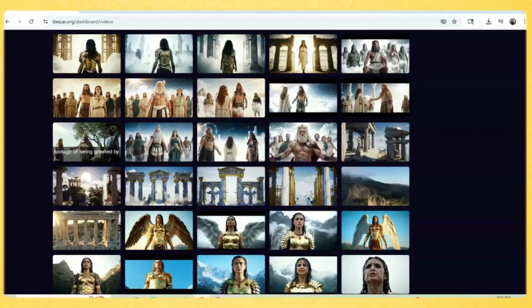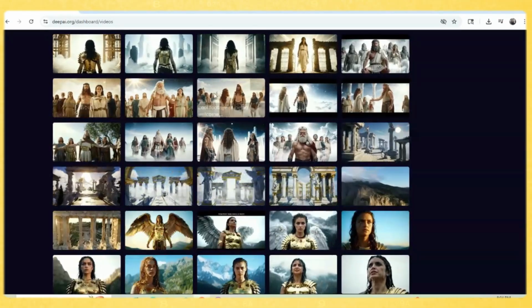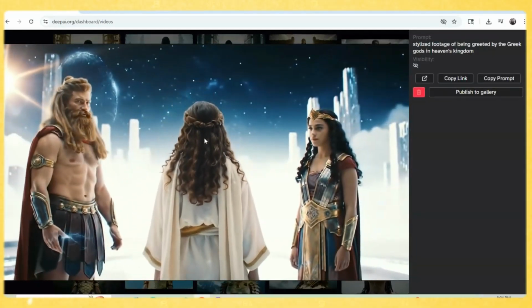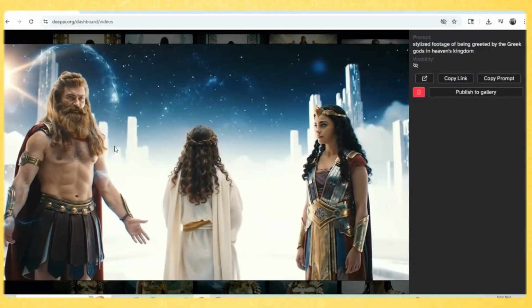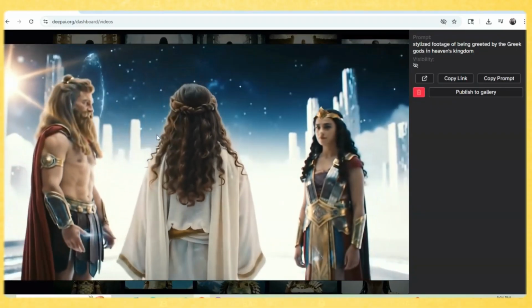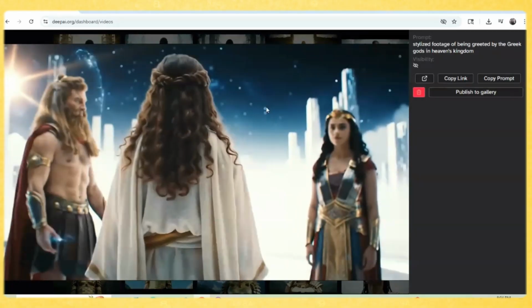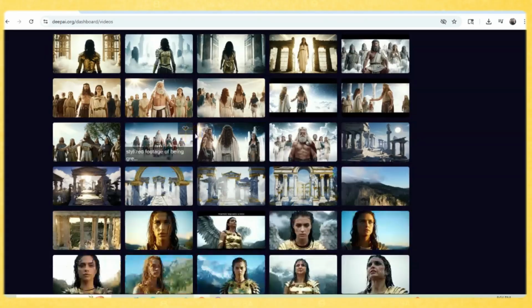One of the funny ones is when the gods are greeting her. I got some funny things like this one. Her hair's not damp, and he's like, "What's she doing here? Who invited her?" Stylized footage of being greeted by the Greek gods in Heaven's Kingdom. That's how I described that scene.